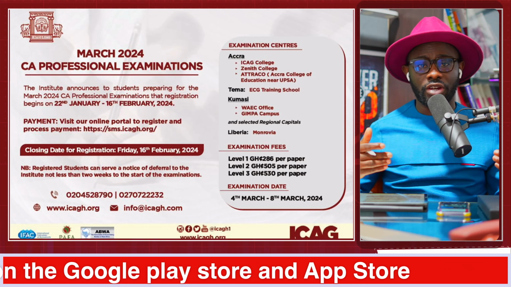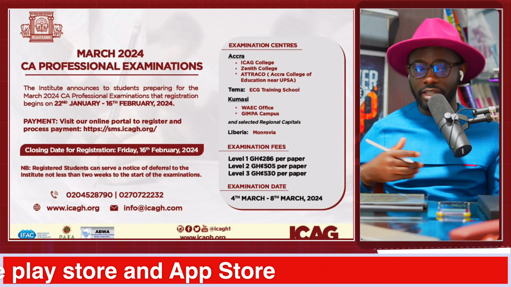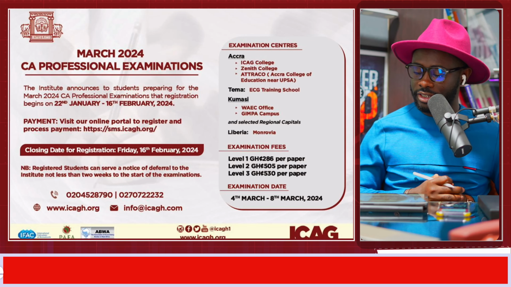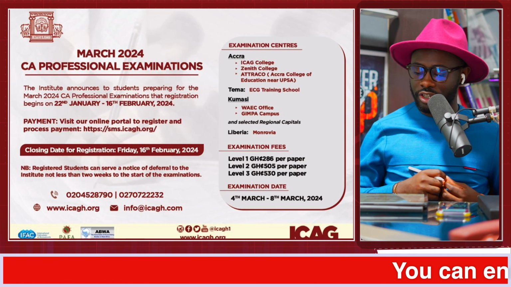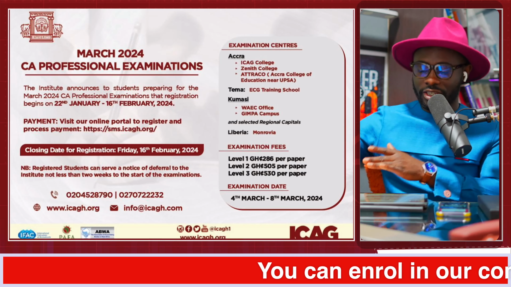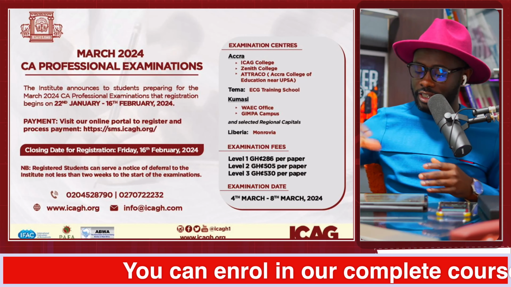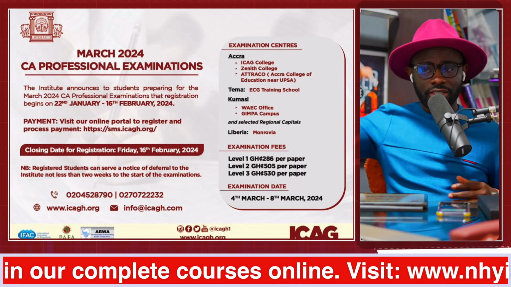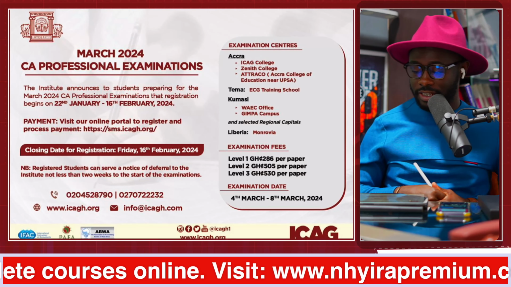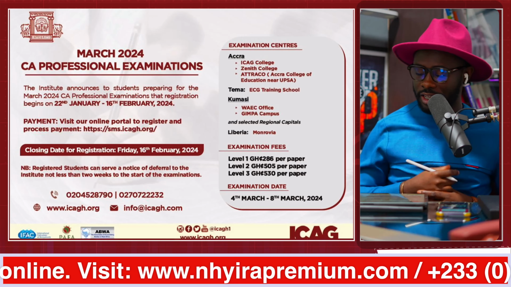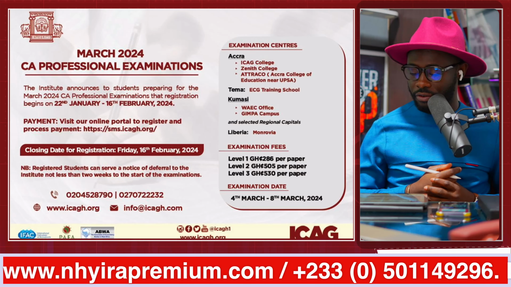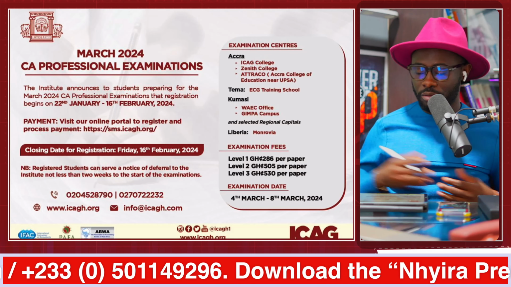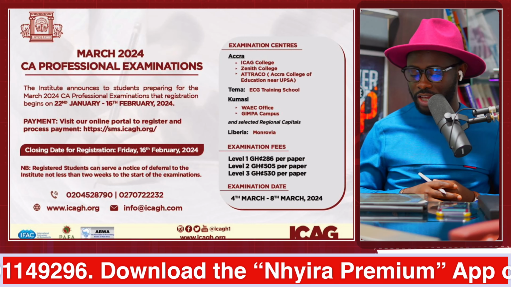As always, we have 3 centers in Accra: ICAG College, the Zenith College, and the Accra College of Education near UPSA. So these are the 3 centers in Accra. And in Kumasi, there are 2 centers. In other regional capitals, ICAG has centers there. In Tema, there's a center there. If you happen to be in Liberia, then definitely in the capital, Monrovia, you will be able to get access and write your exam there.